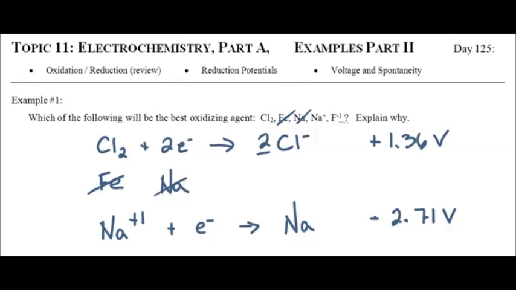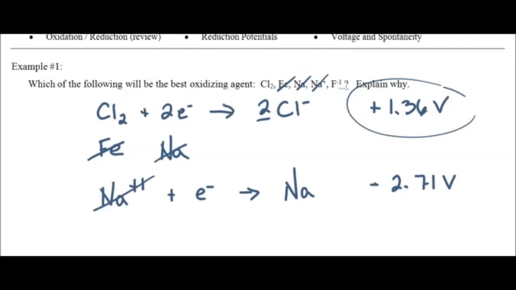If we have a negative voltage and we have a negative sign to start that off with, that's going to cause delta G to have a positive value. So for delta G to have a negative value, we have to have a positive voltage. So sodium ions are not a very good oxidizing agent because it produces a negative voltage. So we want to rule that out.